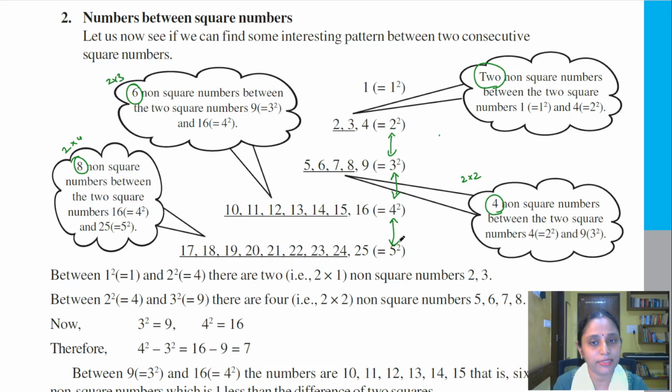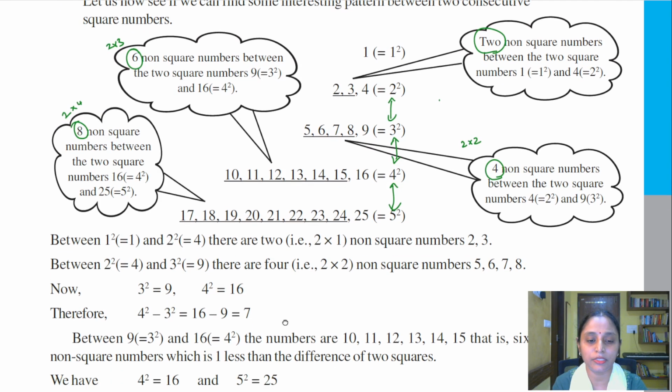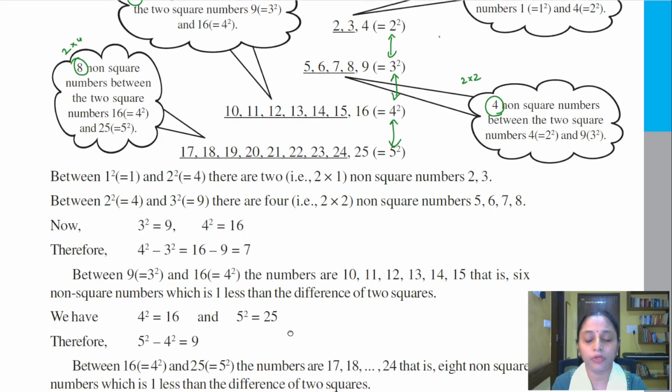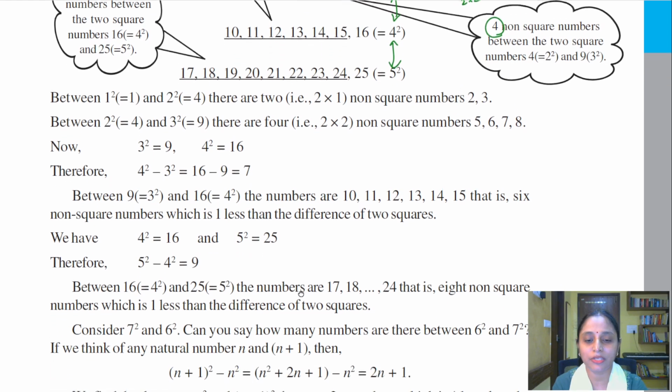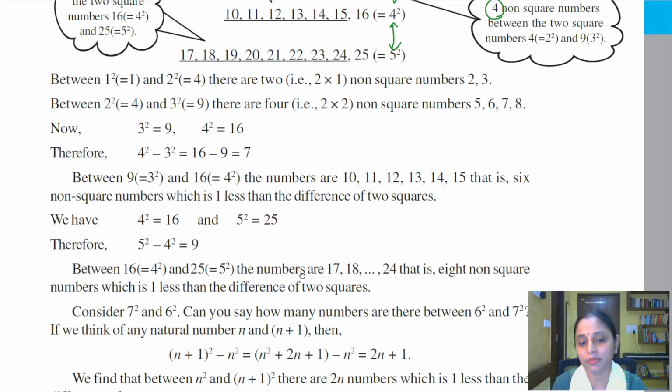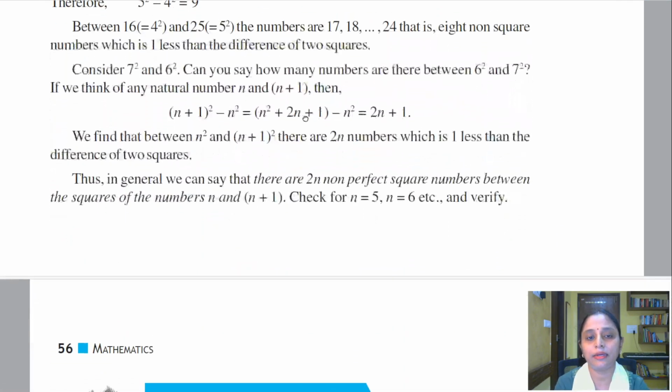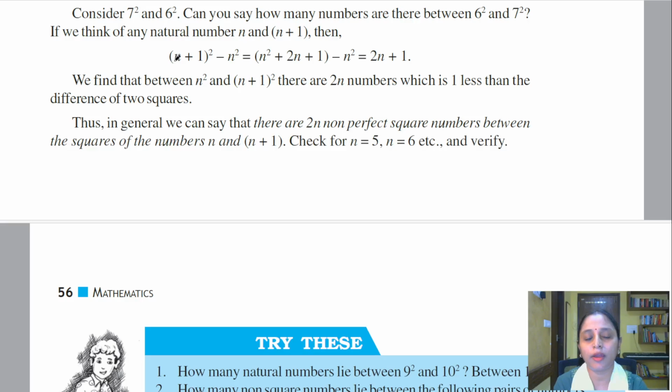Now, this is an interesting observation, and actually you can prove this using algebra. We already know that (a plus b) whole square expansion gives you a square plus 2ab plus b square, right? So what he has done here is he has used that to find the difference (n plus 1) whole square minus n square, and let's solve this once and check it out.